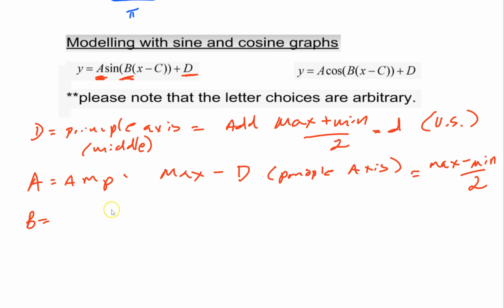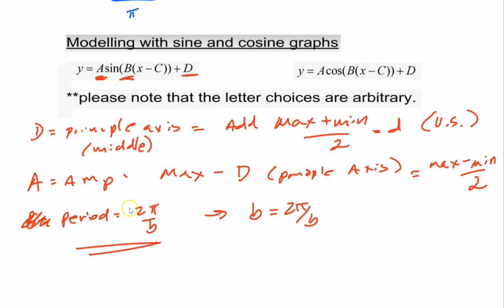Right? B has to do with the period. Now it's not the period. Period equals 2 pi over B. So if you can find the period, then you can solve this problem. For a lot of people, they also see it as B equals 2 pi over the period. But really I follow this formula and then I just kind of fill in what I need.